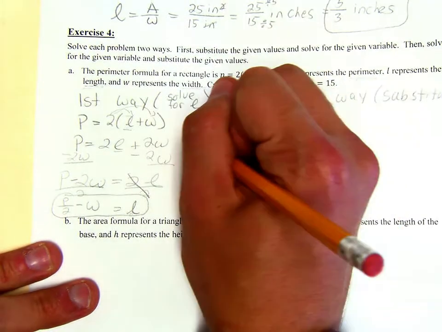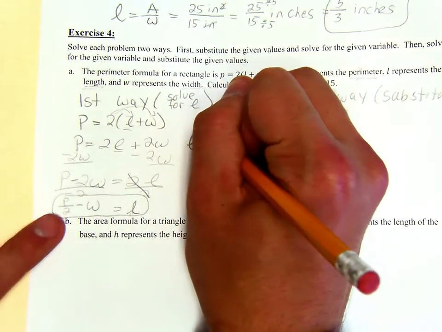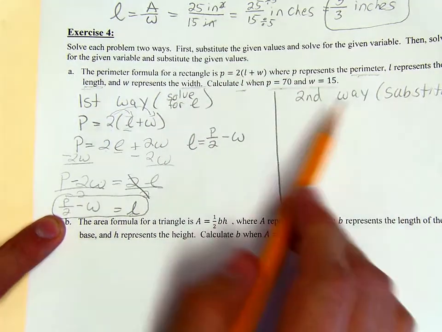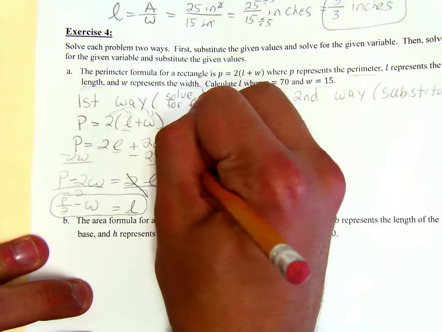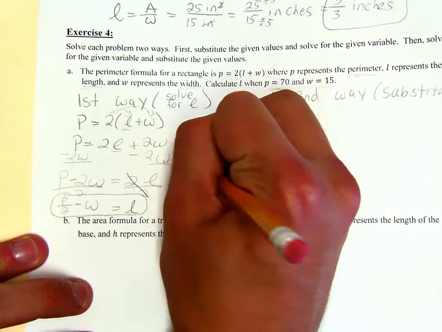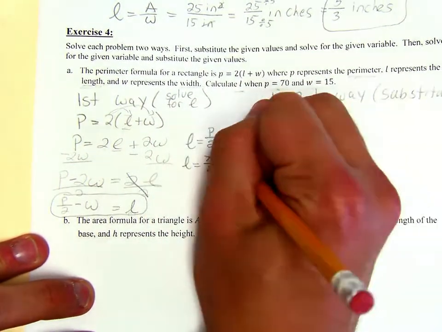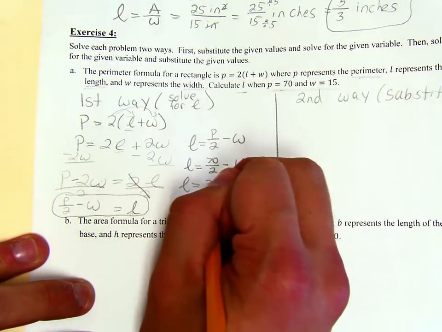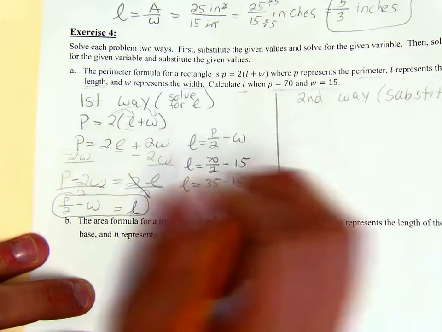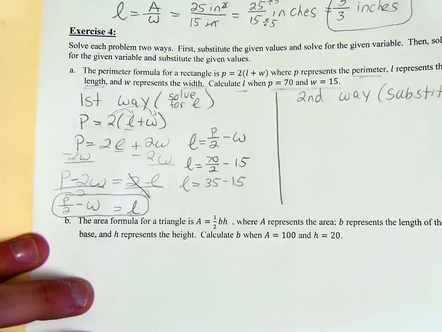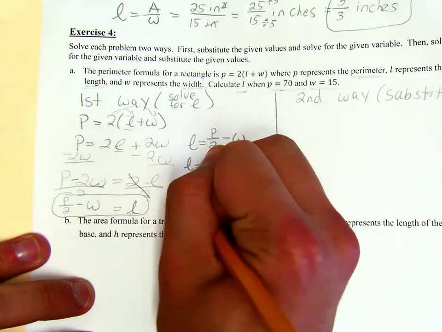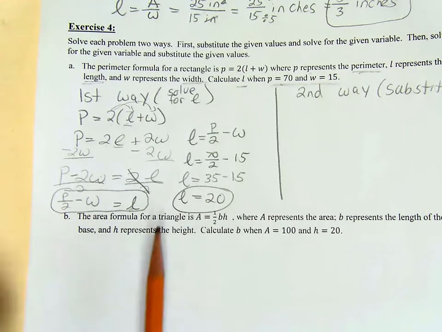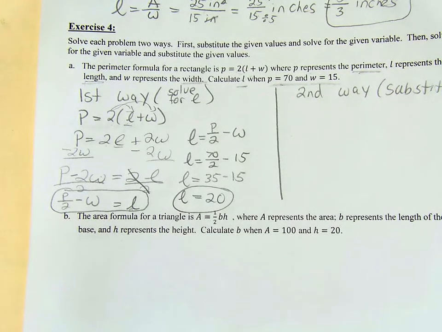So we'll have L is equal to, I'm just rewriting this formula, P over 2 minus W. Our P is going to be 70, so we have L is equal to 70 divided by 2 minus 15. Here we'll have 70 divided by 2, which is 35, minus 15. 35 minus 15 would be L is equal to 20. So that was our first way to solve for L, the length.